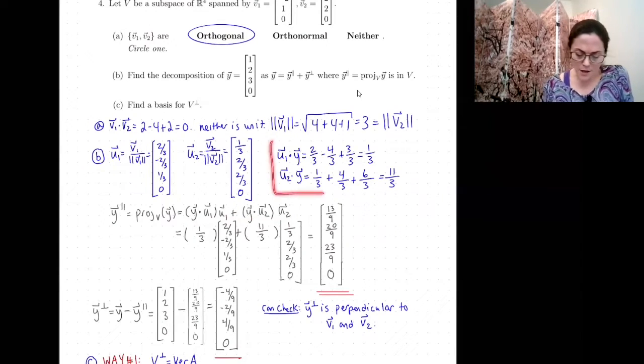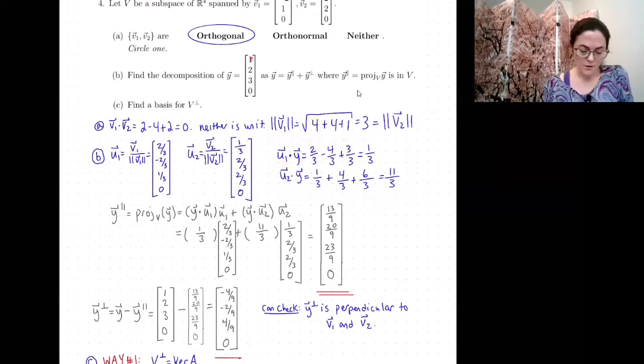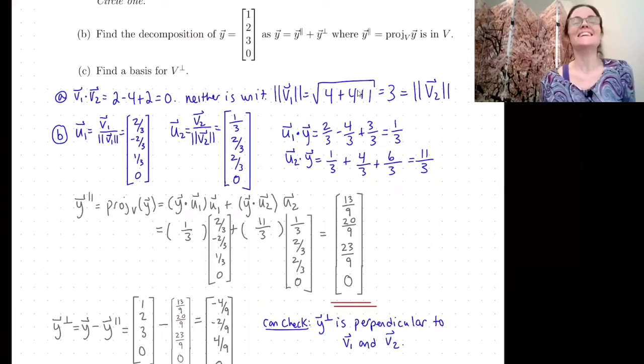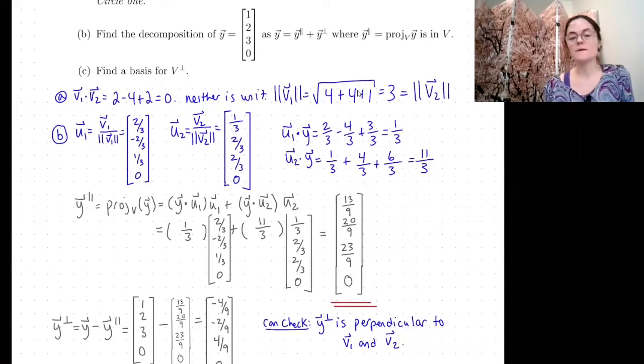And up here, you see my work for calculating u1 dot y and u2 dot y. I just multiply each component and add. I get 1/3 and 11/3 for those two. And then I just put them here: this dot product times u1 plus this dot product times u2. These fractions aren't the prettiest, but it's okay, this is what it is. So this vector here is the projection onto the subspace V.